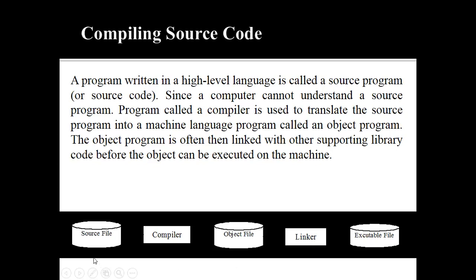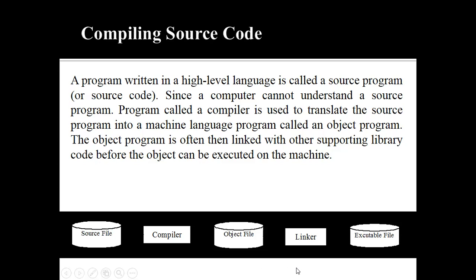A program written in a high level language is called a source program. Here, as we know, we write code in a high level language, and that is actually a source file. A computer cannot understand a source file; it can only understand machine language and binary systems. So there is a program known as a compiler that helps translate that source file into an object file. That is the compiler, or translator. So this compiler helps convert the source file into an object file.